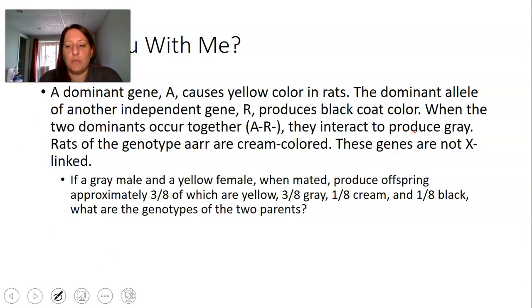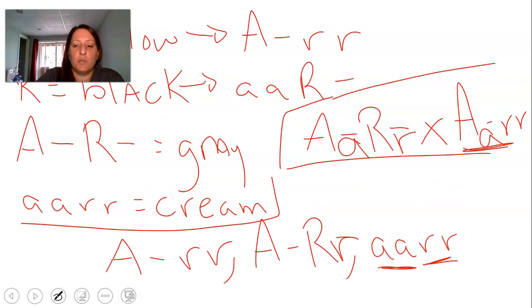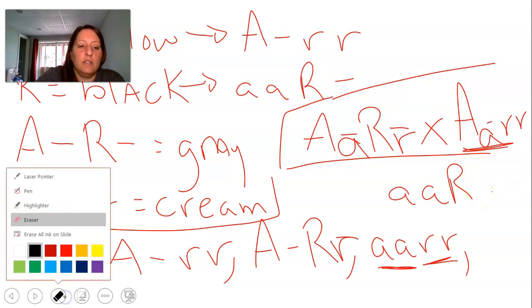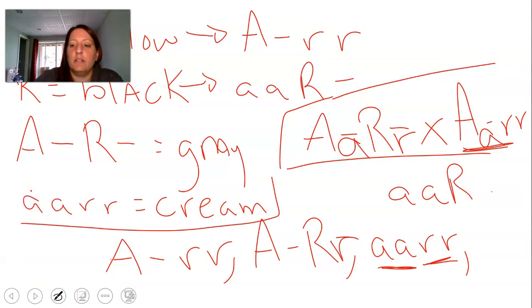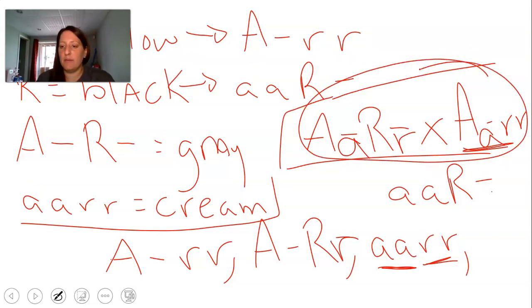Then there were some black children, black rats as well. And so the black rats are going to be little a, big R, little r. Oh, big A, sorry. Big A, big R, dash. We don't necessarily know that second allele. So there, I solved it. These are the parents. Yes, it was wordy and tricky, but if you do it step by step, you can hopefully figure it out.